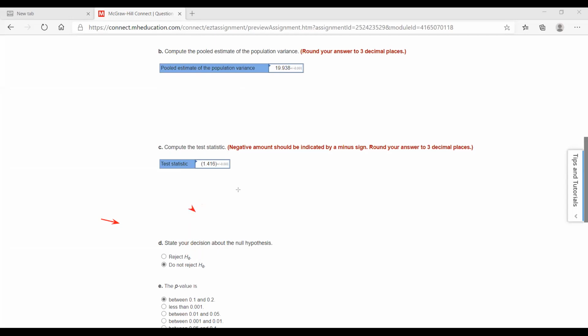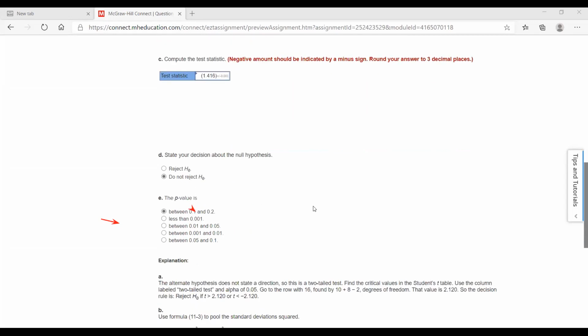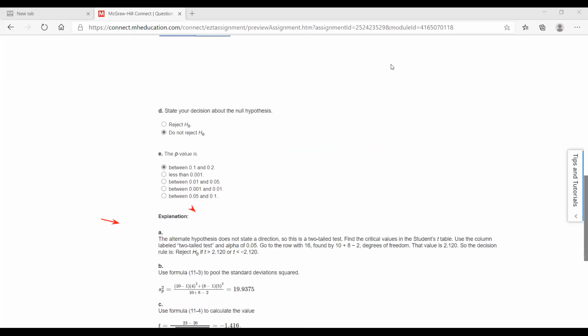Now in this case, for the p-value, they want you to go into your t-table and look it up. They give you a range of p-values. So you'll use that test stat, the absolute value 1.416, to see where that falls in your table. At 16 degrees of freedom, it's going to fall between 0.1 and 0.2. Again, let me show you that if you're wondering what I'm talking about.